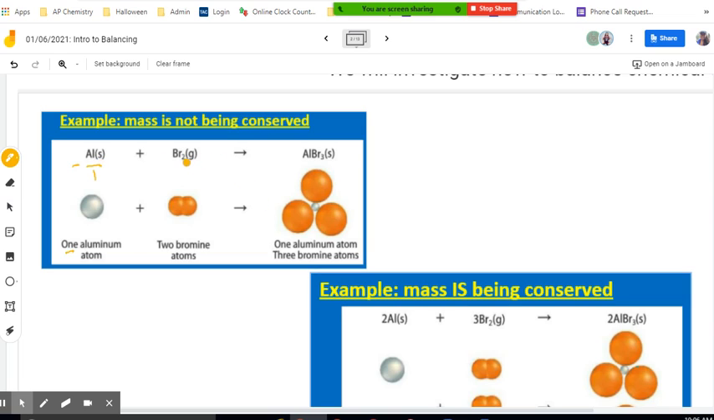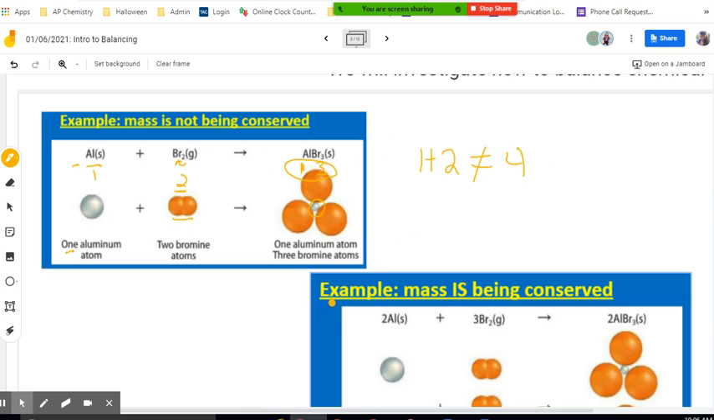Here we had a little 2. That 2 applies to that, which means I had 2 bromines. So there's 2. Over here, we're now seeing that we still have that 1 aluminum, but now we have 3 bromines. And you can see that in this picture. Well, 2 and 3 are not the same number, meaning 1 plus 2 does not equal what we have over here, which is 4. Mass is not conserved.